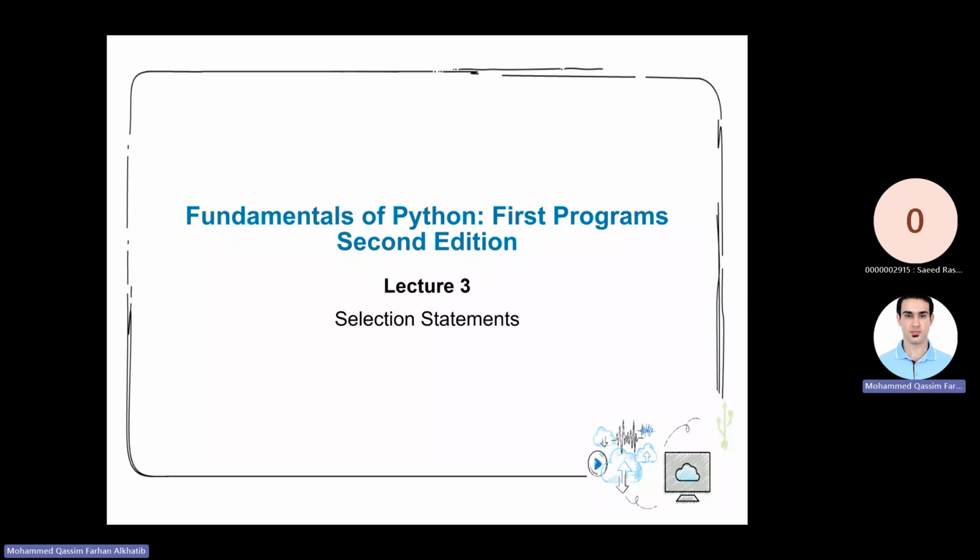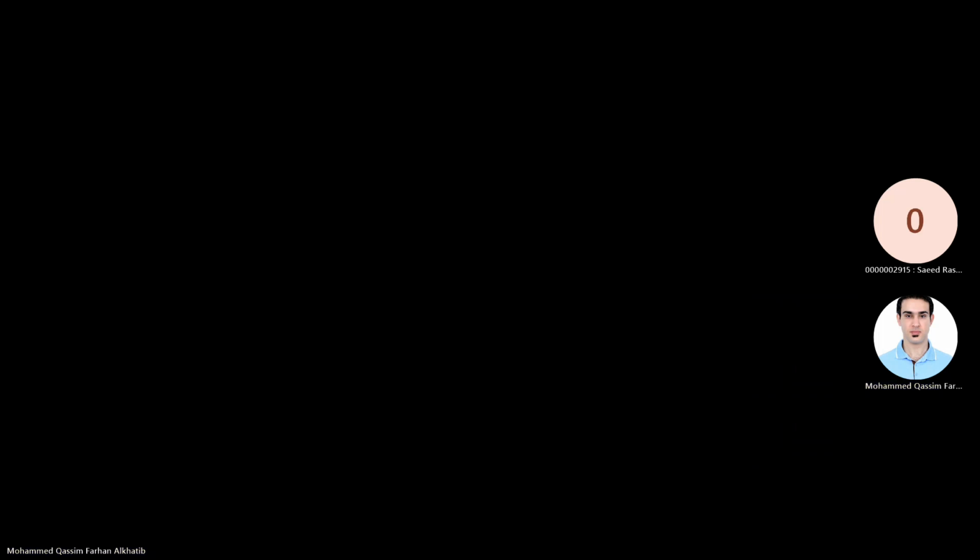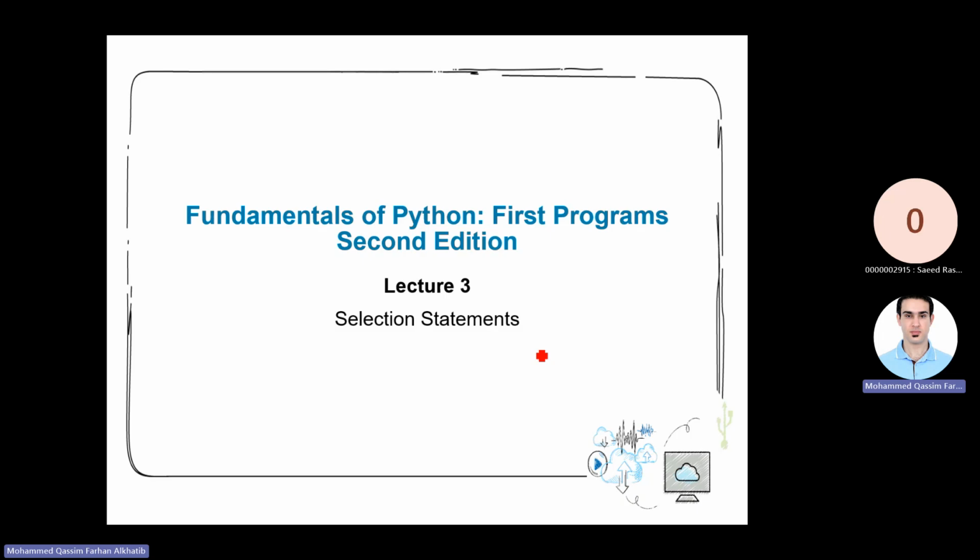In many situations in real life, you need to make decisions based on certain conditions. And that's going to be the job of what we call selection statements. Selection statements in Python are quite easy. You just do it like in real life.